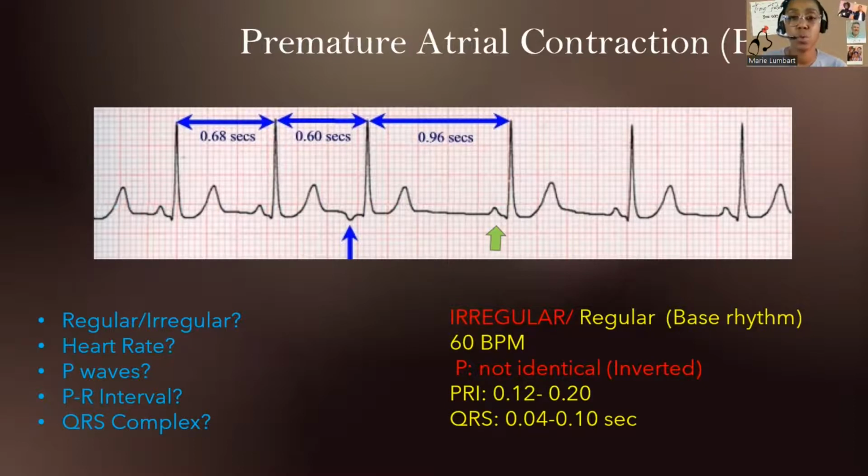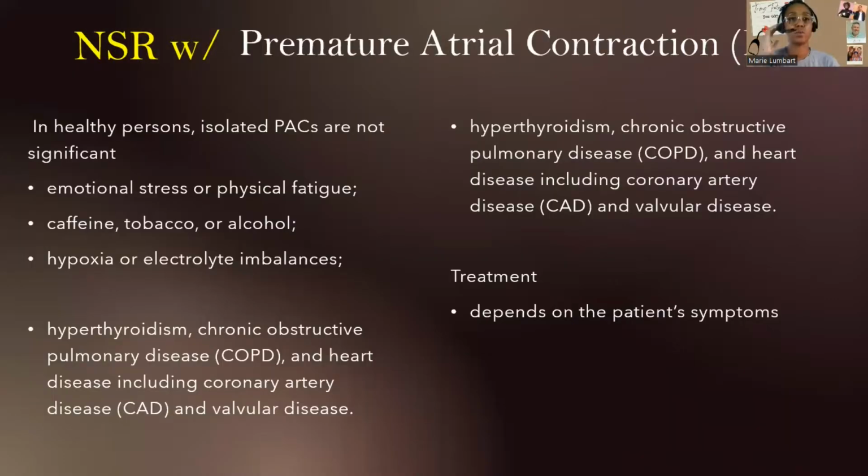But you definitely don't want to just label the whole rhythm as a PAC, okay? So we would call it normal sinus rhythm with a premature atrial contraction. So you don't want to judge the whole rhythm as a PAC. You want to note the baseline rhythm, which is a normal sinus rhythm, and we have one premature atrial contraction. So in a healthy person, an isolated PAC here and there is not really significant.